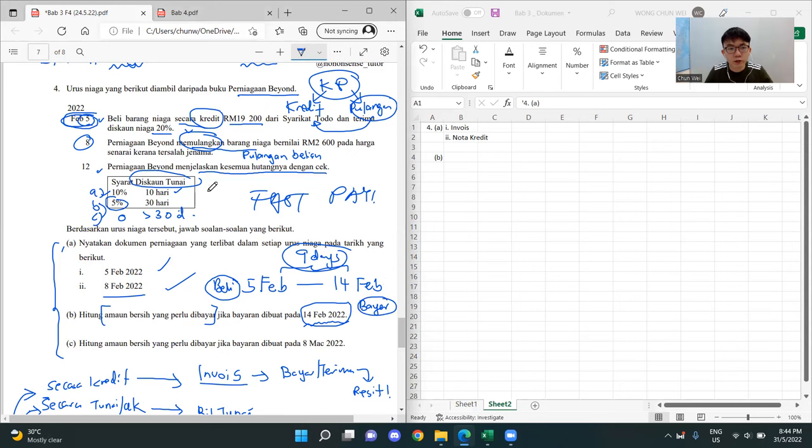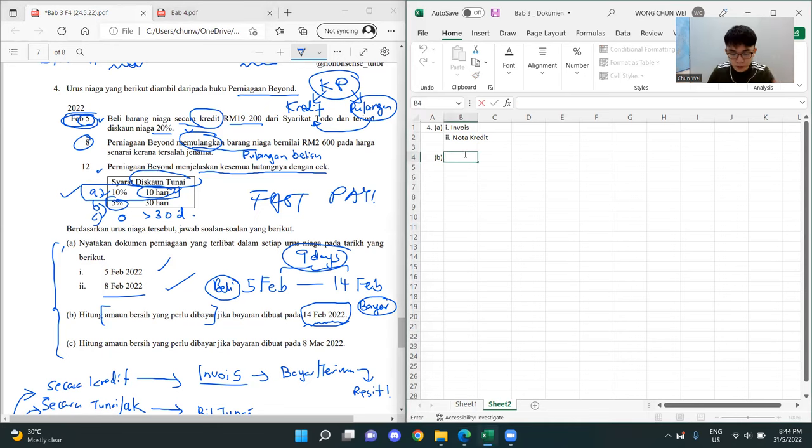Okay, so 9 days. Now you go to this syarat diskaun. Look at this syarat. Dalam 9 days ini, mana satu kategori? Dalam 10 hari. So dalam 10 hari, I can get another 10% discount. Okay, after knowing that, we have to do the calculation ourselves. First thing first, you have to know how much yang we are supposed to pay now. There are a few figures here, so we have to start from the top.